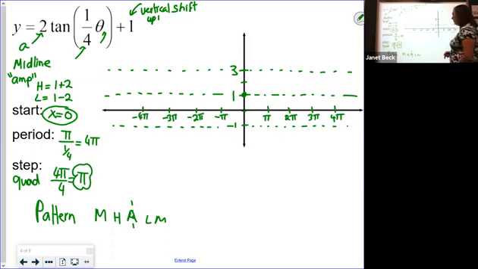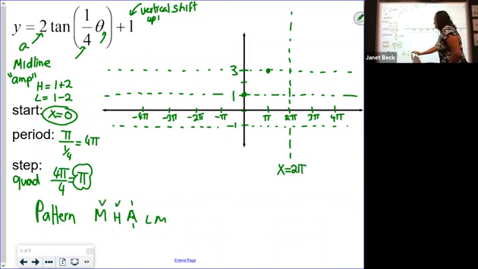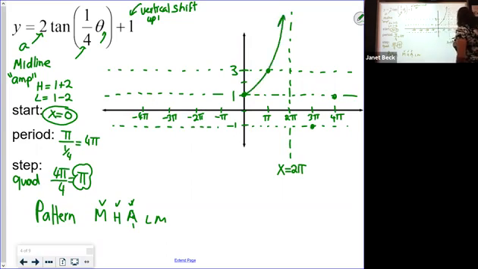Okay, so the pattern goes midline, take a step to pi, go to the high line, take a step to 2 pi, and I have to draw an asymptote. So there's going to be an asymptote at x equals 2 pi. So I've done the middle, taken a step, done the high, taken a step, take a step to the asymptote, take another step from the asymptote, and now I'm going to be at the low, take another step, and I'm at the middle. So that is the first part of a tangent. It started here.